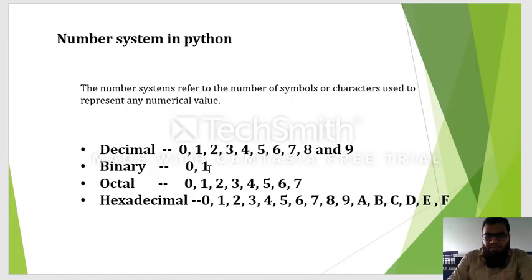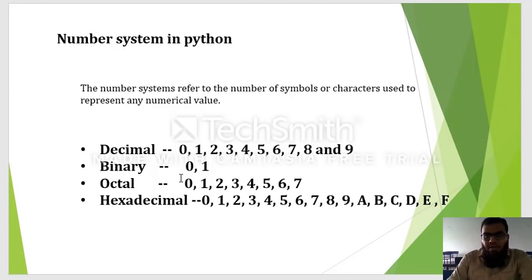0 represents the off state and 1 represents the on state. Any kind of thing is represented in the form of 0 and 1. Similarly, we have an octal number system with a set of numbers from 0 to 7. Then we have the hexadecimal number system, consisting of 16 symbols: 0 to 9 and from A to F. These are all the number systems that we use in Python also.